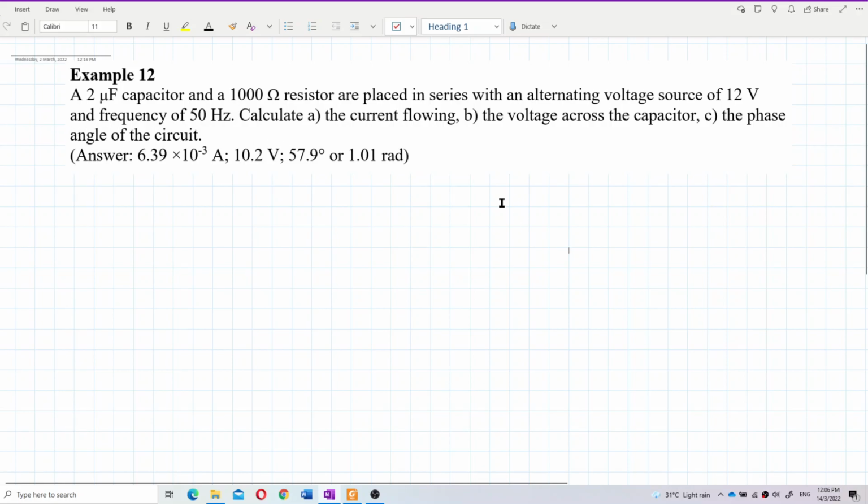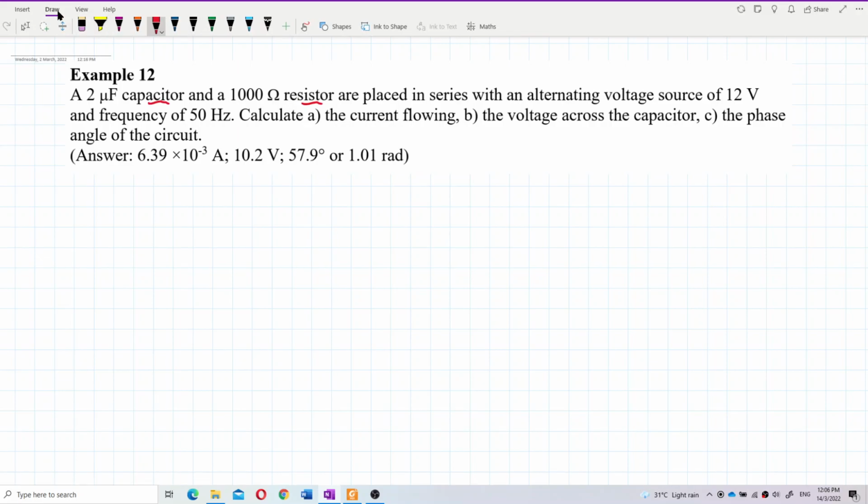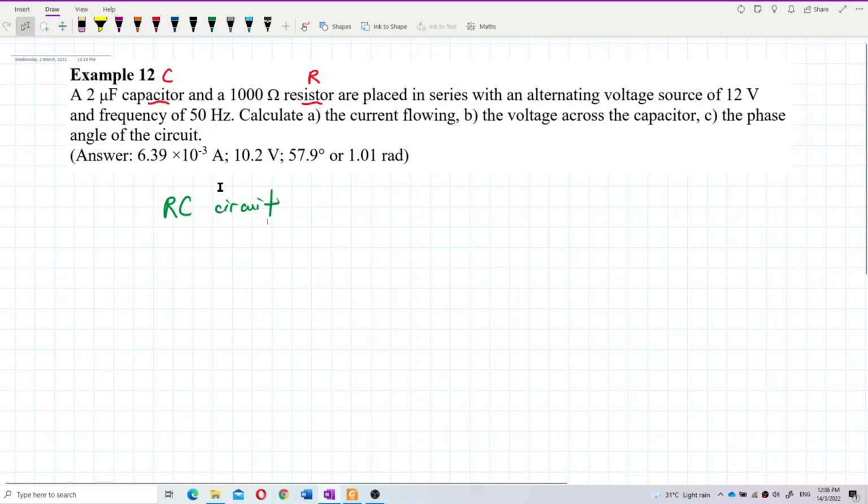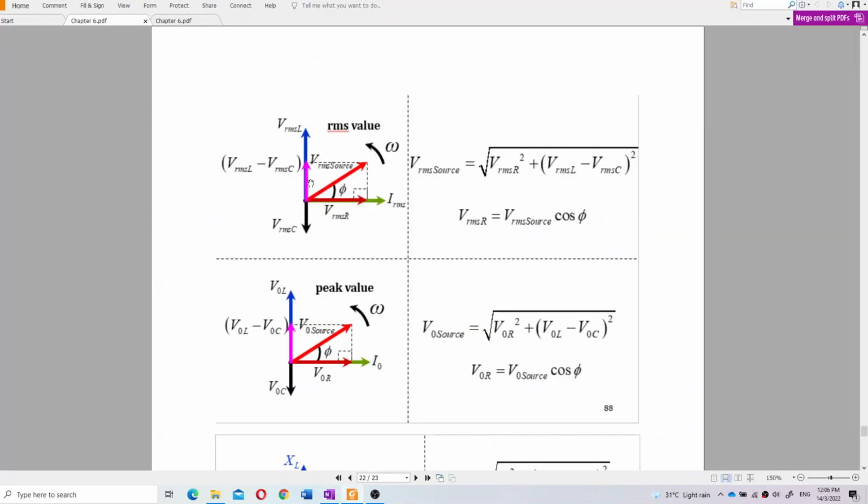Okay, so first of all, for this question, we need to identify what component we have in the circuit. As you can see, here we have the capacitor and the resistor. So this is what kind of circuit? This is an RC circuit. This is important to know, because later on when we want to draw the phasor diagram, then we will know.